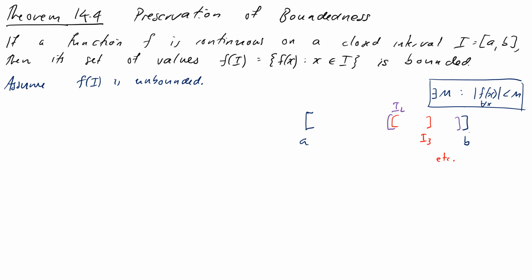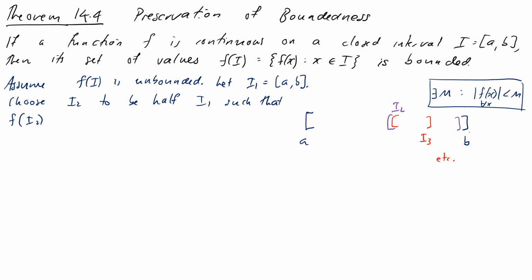Okay, so let I1, sorry, be AB. Then we're going to choose I2 to be half of I1, such that f of I2 is unbounded. And again, if f of I is unbounded, then at least one of the two halves has to be unbounded. And we're going to make that choice.